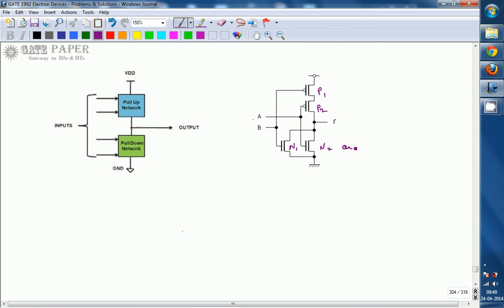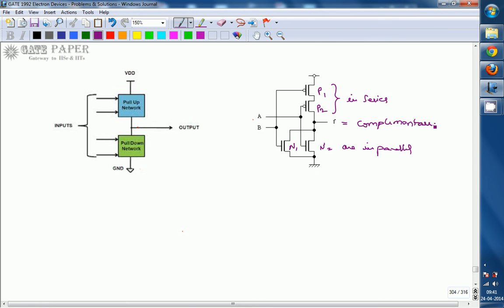So N1 and N2 are in parallel. Whenever these two transistors are in parallel, exactly the same number of transistors are used in the pull up network, but they are connected in a complementary fashion. So since N1 and N2 are two NMOS transistors in the pull down network, the pull up network will consist of two PMOS transistors, which should be in series, because NMOS and PMOS are complements of each other, so the pull up network is the complement of the pull down network. So the PMOS transistors P1 and P2 should be in series. And this CMOS circuit always gives complementary outputs.